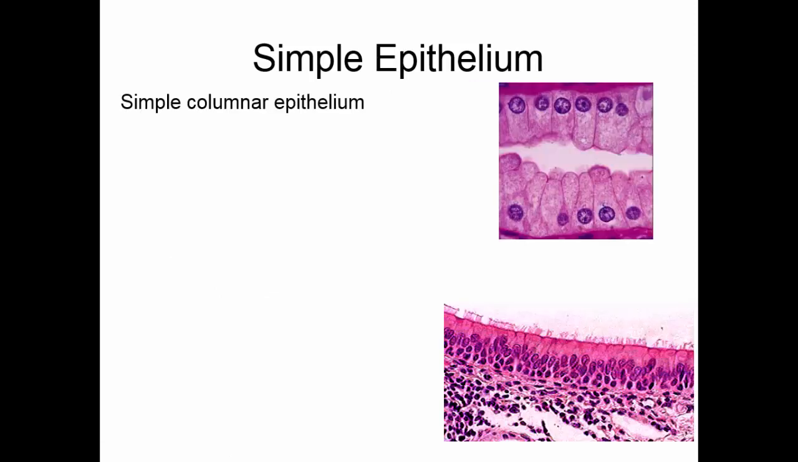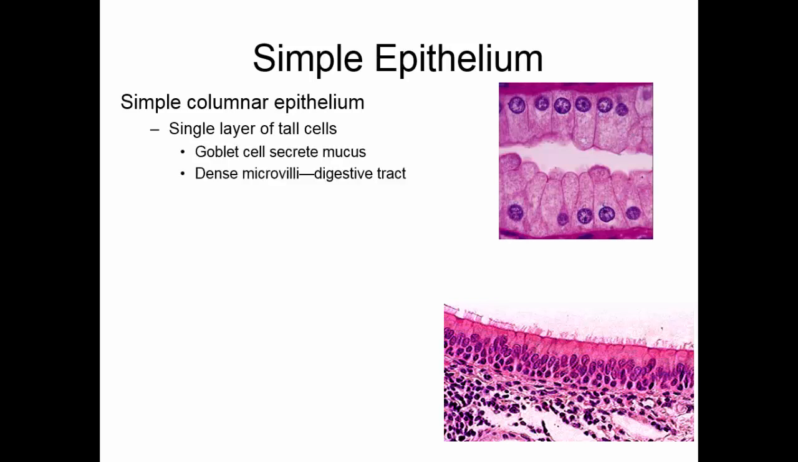Simple columnar epithelium is a single layer of tall cells. They may have goblet cells interspersed in them that will secrete mucus. It's not uncommon for them to either have dense microvilli on their surface, as we see in the digestive tract, or cilia, as we'll see in the bronchial tubes and the uterus.